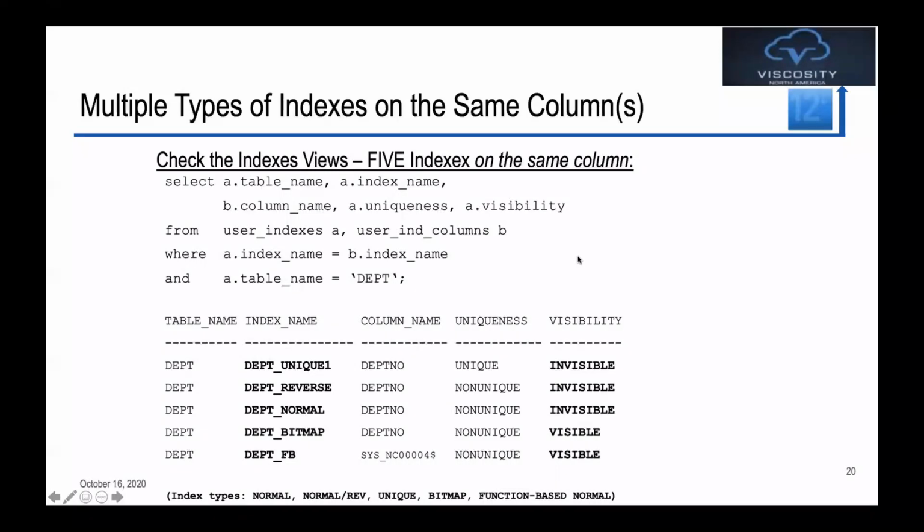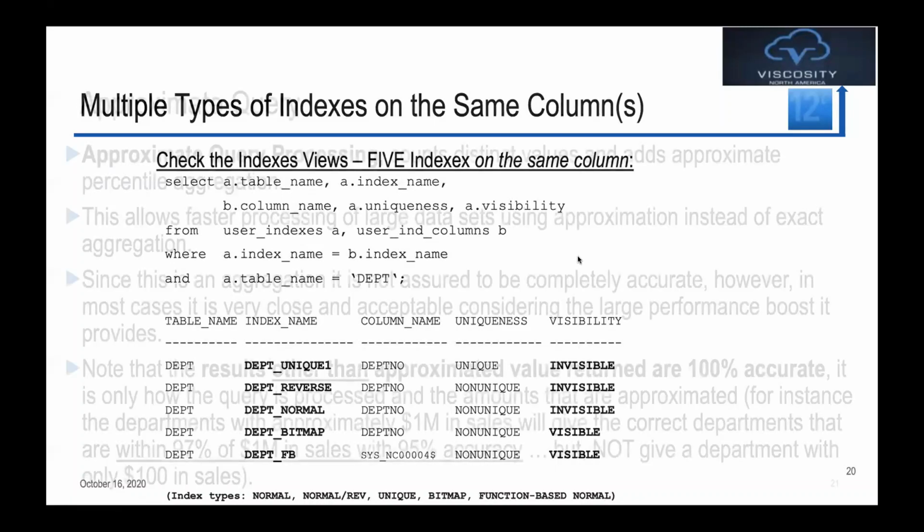So, multiple indexes on the same column. You could see department number has a unique index, and it's invisible. Reverse key, invisible. Normal, invisible. And a bitmap that is visible. So four indexes on the exact same column, only one can be visible. This is how Oracle is going to build autonomous indexing as well.